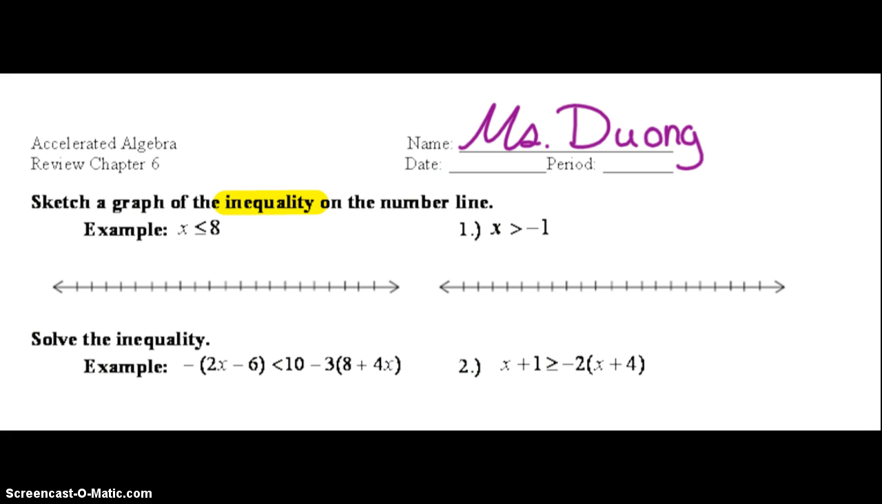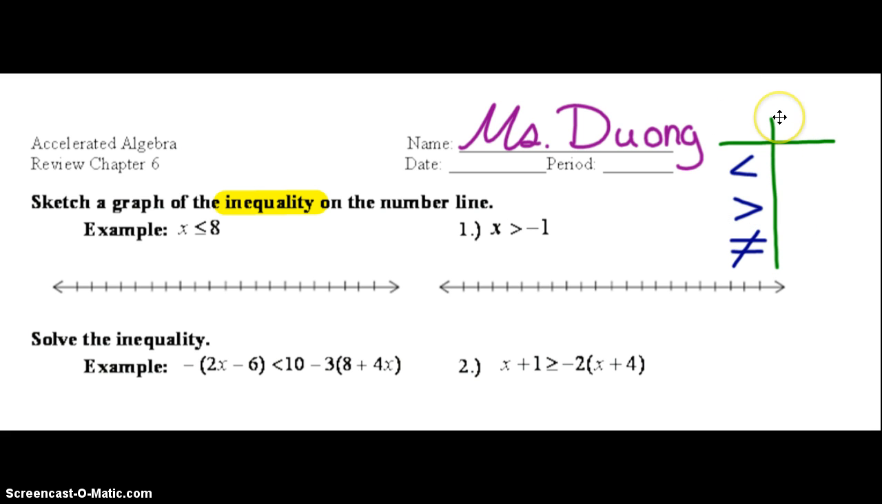Notice the first question asks us to sketch a graph of the inequality on a number line. Inequality means not equal. If something's not equal, it could be less than or equal to, not equal to, greater than, or greater than or equal to. I usually start by making myself a key, like you see to the right.